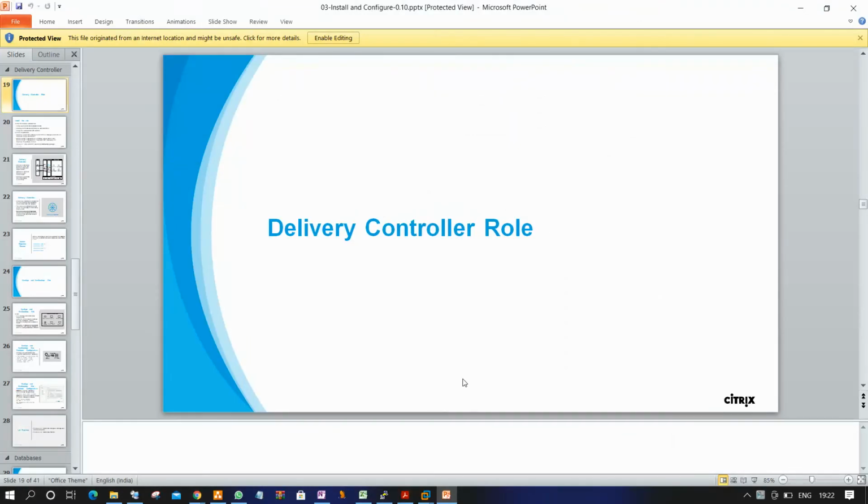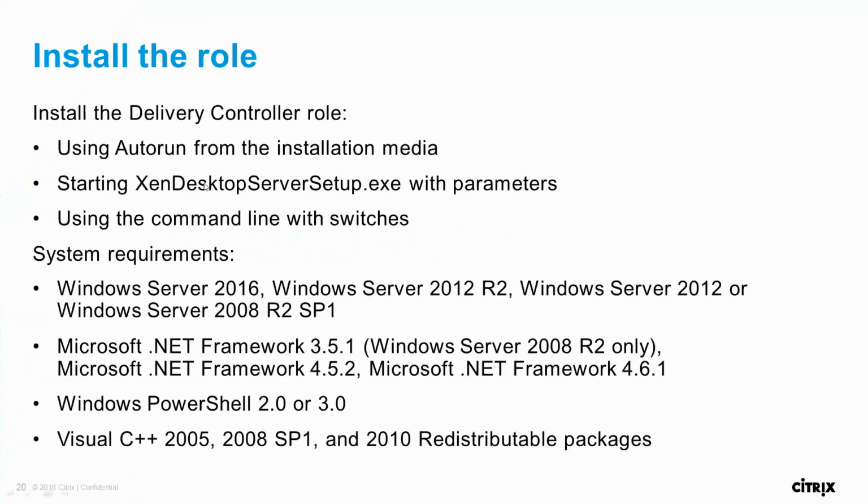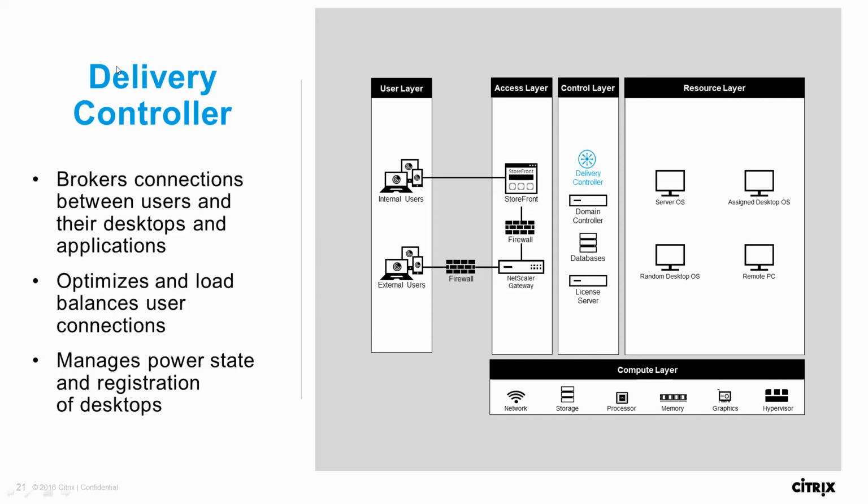So recording is started. The continuation topic from yesterday: the delivery controller. Yesterday we discussed what the delivery controller is, where it stands, and what the system requirements are, and we successfully installed the delivery controller role on a 2016 operating system. As I told you before, the delivery controller runs on the control layer. It brokers connections between the users and their desktops and applications.